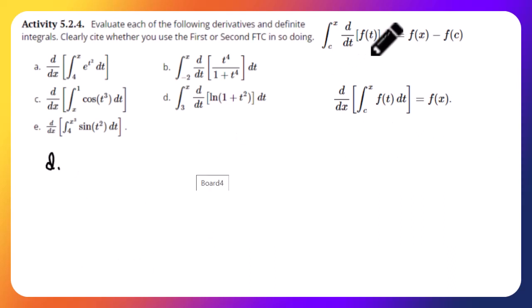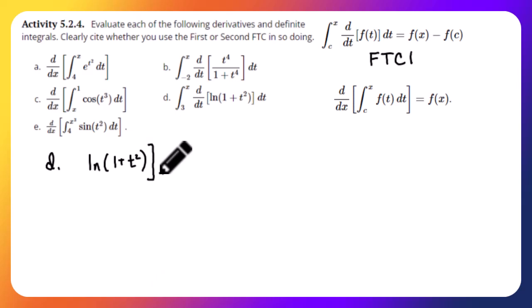For part D, we're back to the first fundamental theorem of calculus. So the first thing we want to do is to find an antiderivative of the integrand. And since the integrand involves a derivative, the antiderivative will just be this inner function here, the natural logarithm of 1 plus t squared. So we're going to write the natural logarithm of 1 plus t squared, and we'll want to evaluate that from 3 to x.